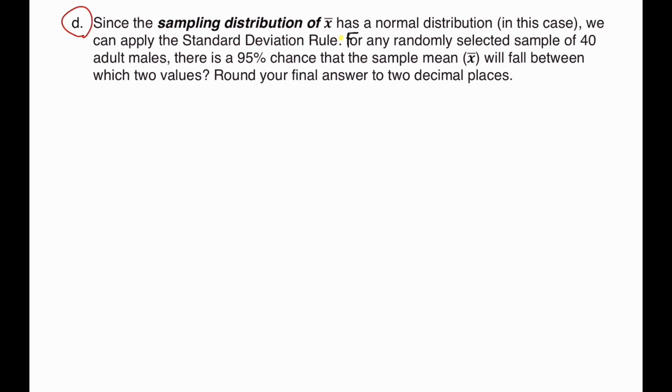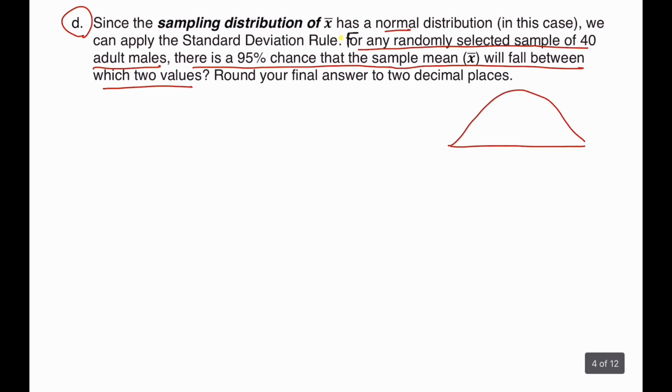So in part D, it says since the sampling distribution of x bar has a normal distribution, we can apply the standard deviation rule. So the question we want to answer is, for any randomly selected sample of 40 adult males, there is a 95% chance that the sample mean will fall between which 2 values? Okay, so if this is the sampling distribution of my sample means, we know that the mean is 175. And we know that 95% of the values lie within 2 standard deviations of the mean. That's for normally distributed data, and that's from the standard deviation rule.